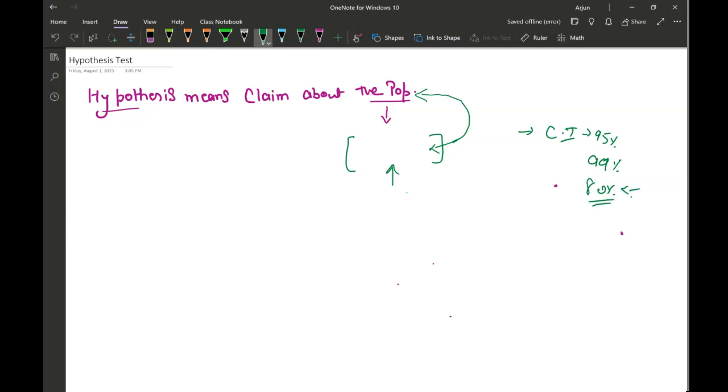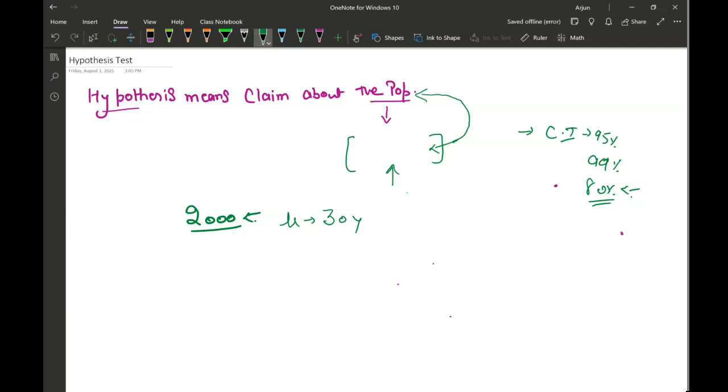Now let's try and understand what hypothesis means with the help of an example. Let's say in year 2000, there was a study conducted by Stat Canada where they found out the average age for a Canadian man when he first gets married is 30 years. Now in 2025, a researcher comes along and says that, look, this is 2025 and this average age has changed now.